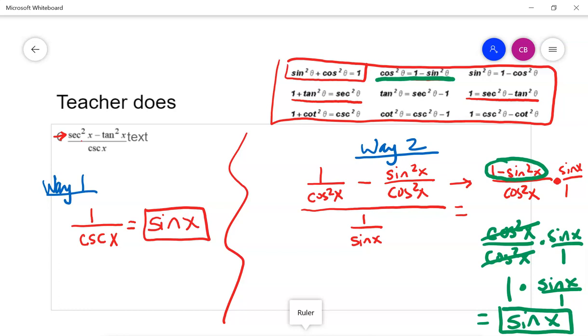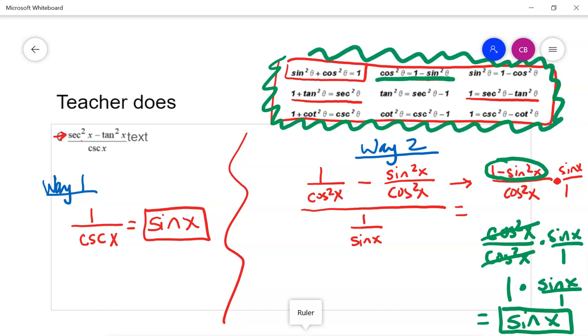I know that's not the easier way to do this, but it will get you the same thing in the end. All right, so that is how we would do this problem. So again, you can choose which way you do. Obviously, you will have access to this chart.